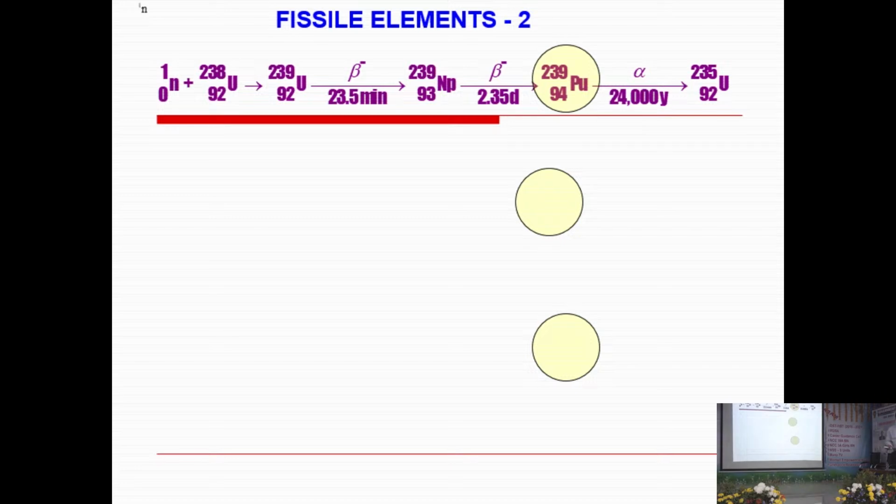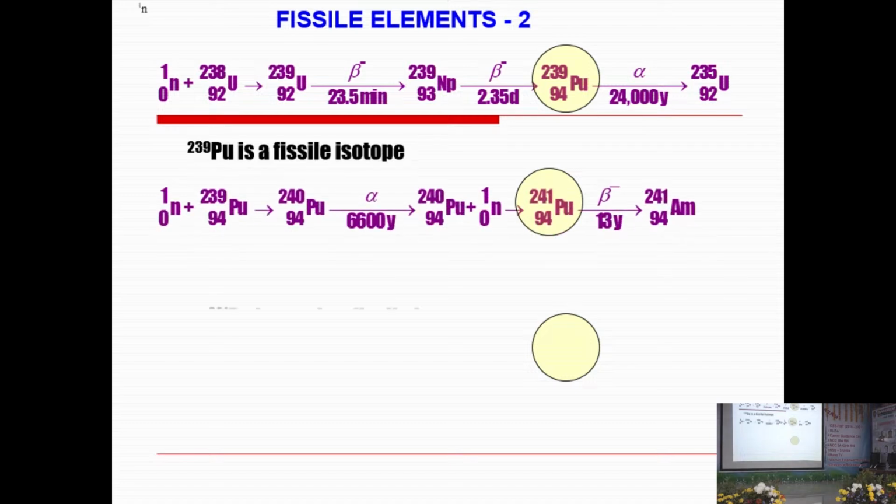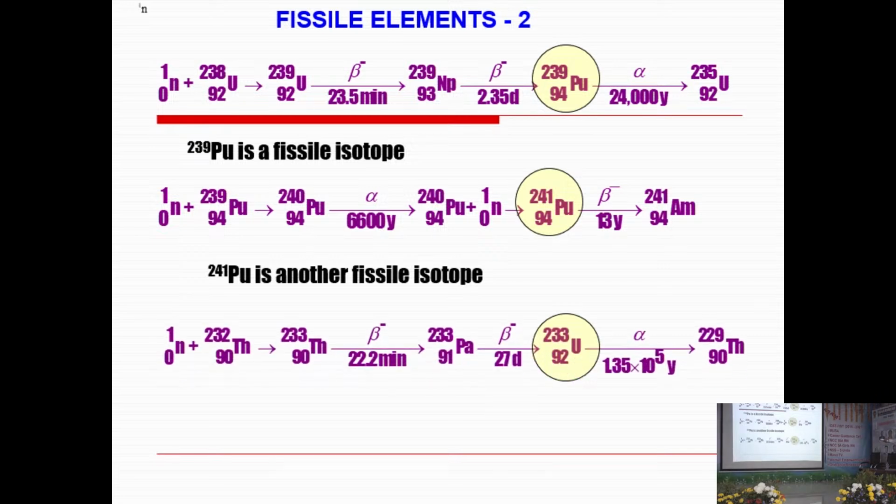It is not naturally available. It is a man-made fissile element. The same way, with further neutron capture by plutonium-239, it will create plutonium-241, that is also a fissile element. Similarly, if you use thorium as the material in the reactors, we can generate uranium-233, that is also a fissile element. These all are man-made fissile isotopes.